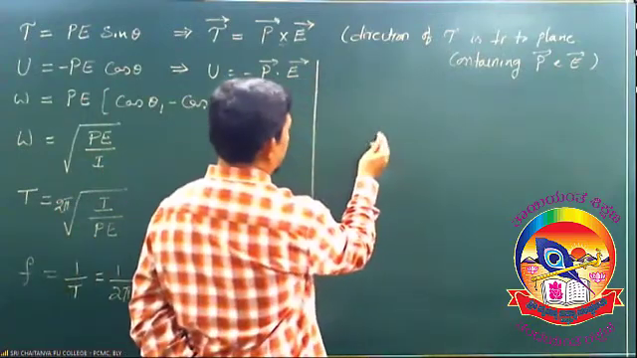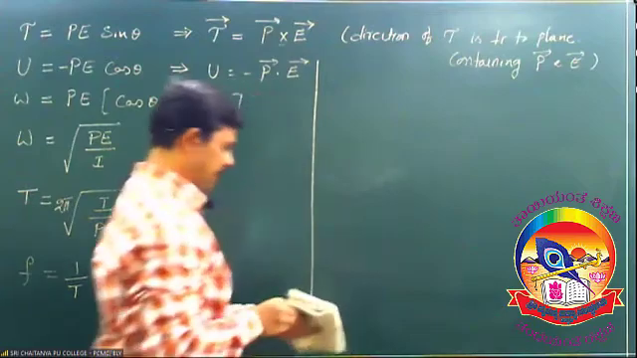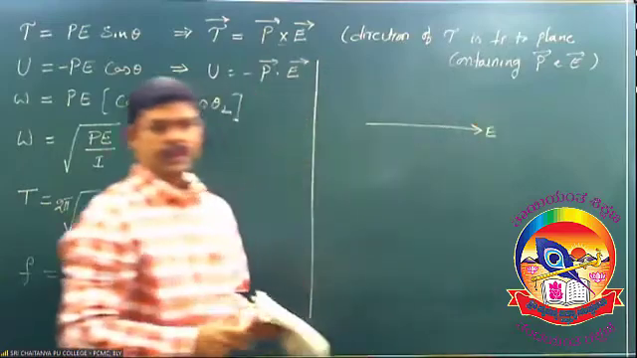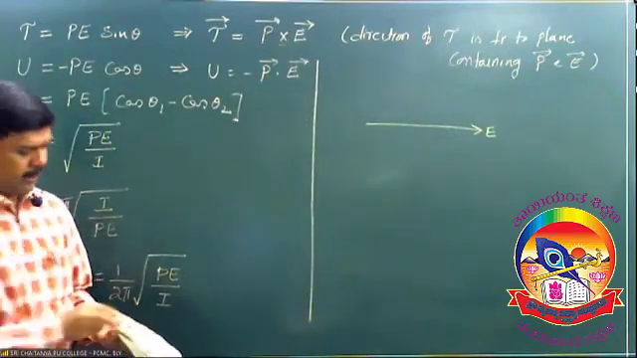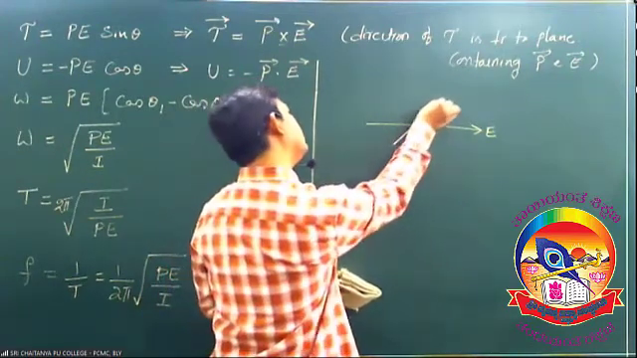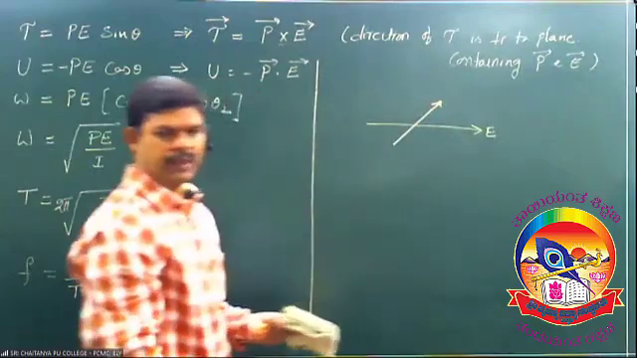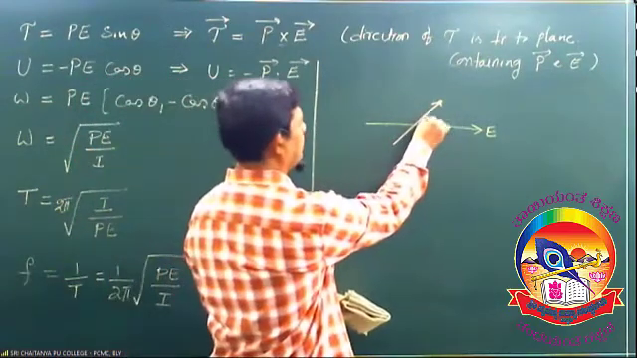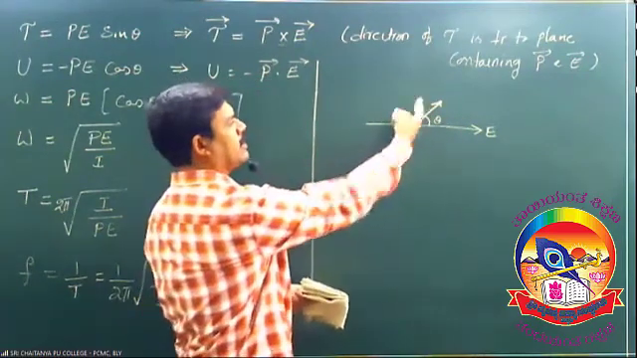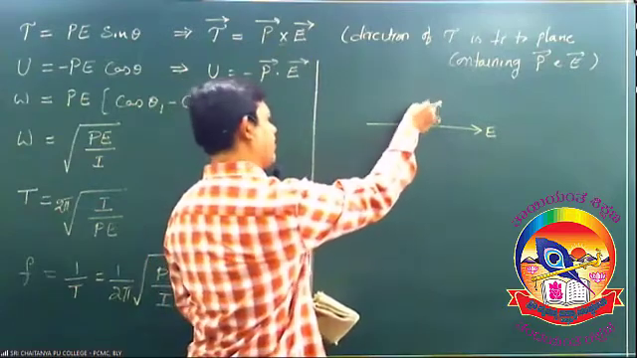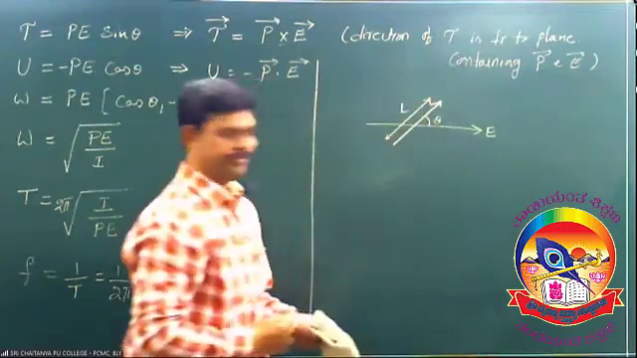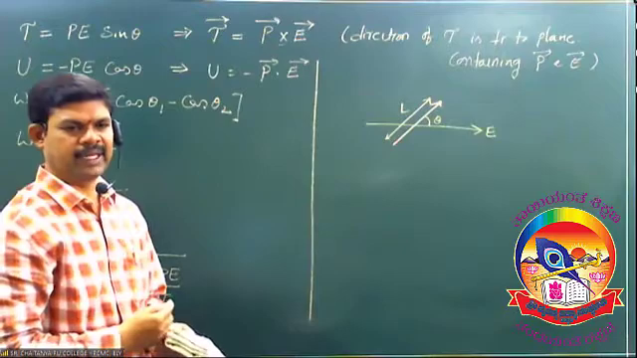See, there is an electric field E. In that electric field, the placed dipole is in oscillation. It is making a small angle theta. Small angle theta, it is in oscillation at a particular instant of time. This dipole is here. This dipole length is given as L.